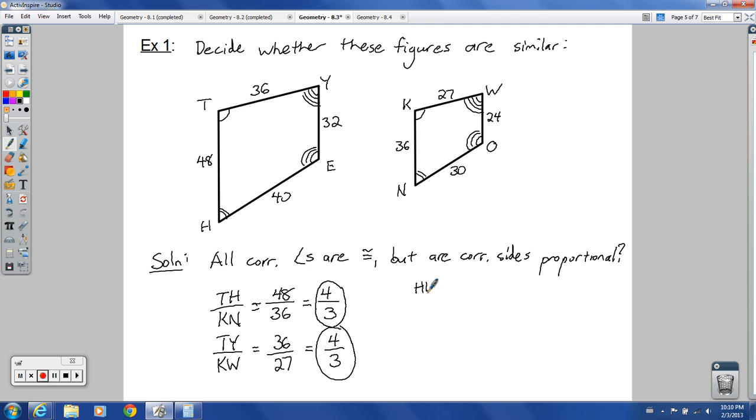4 different fractions. So let's see, HE compared to NO. If you look at that, 40 over 30, hopefully that's pretty clear. You can divide each one by 10 and get 4 over 3 as well. We're 3 for 4. We're almost there.